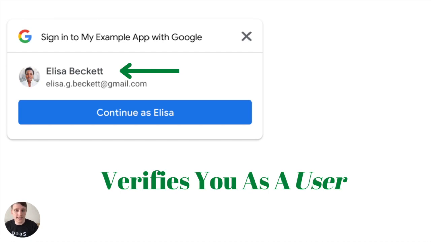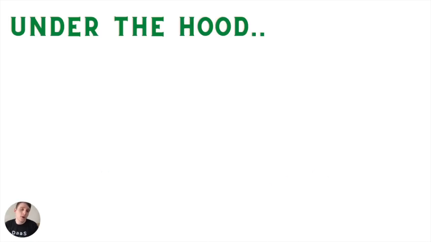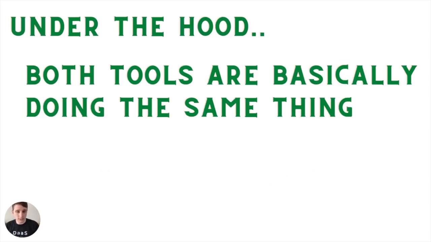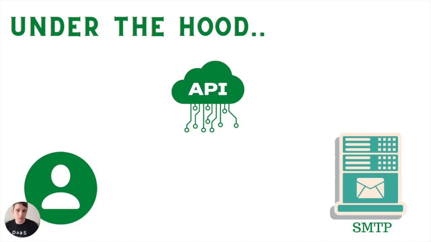And so what does that actually mean? Well, under the hood, both these tools are really doing exactly the same thing. They're allowing a user to authenticate with an API, and then that API authenticates with SMTP and sends the email through SMTP. And if you don't remember what SMTP is, it just stands for Simple Mail Transfer Protocol. I do have another video on exactly what that is and how it differs from sending emails through the API. But just know that it's the original way that we send emails traditionally.